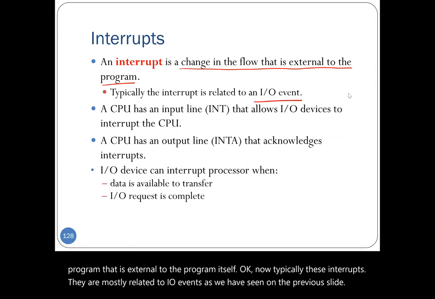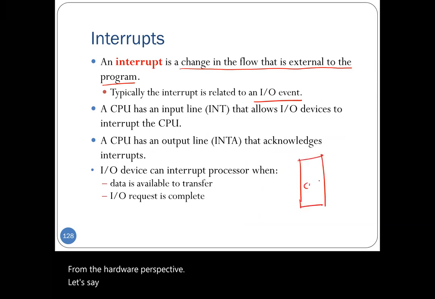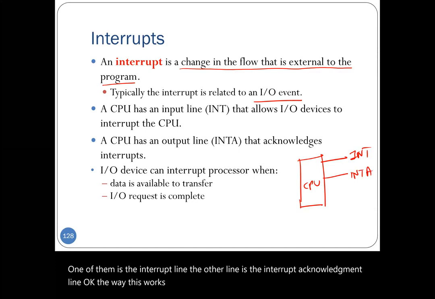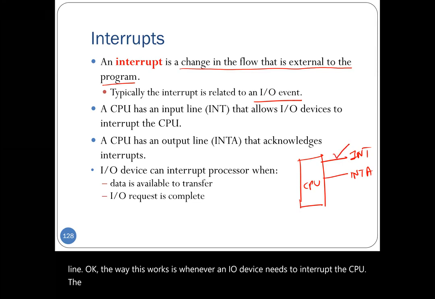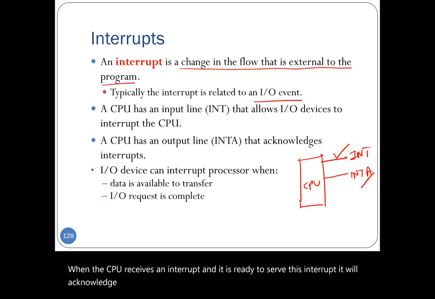From the hardware perspective, let's say this is the CPU chip. The CPU has two special lines. One of them is the interrupt line. The other is the interrupt acknowledgement line. Whenever an IO device needs to interrupt the CPU, the IO device will assert a signal on the interrupt line. When the CPU receives an interrupt and is ready to serve it, it will acknowledge the receipt of this interrupt on the interrupt acknowledgement line. So these two lines are needed in the hardware to make this work.